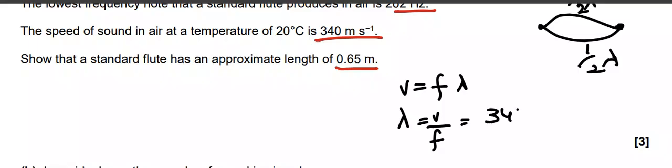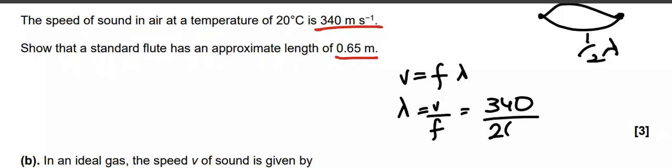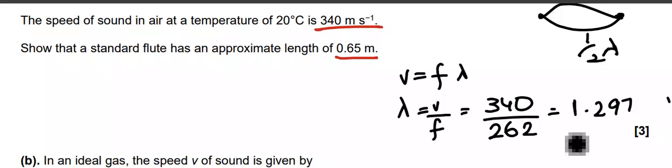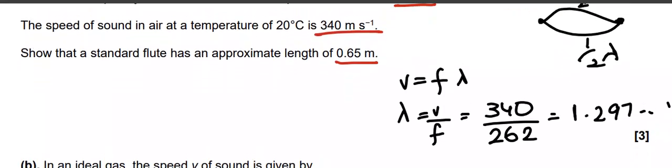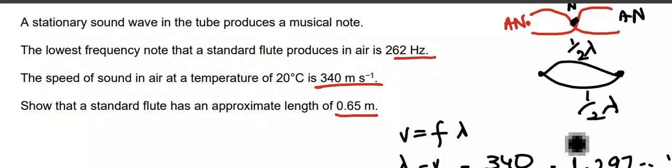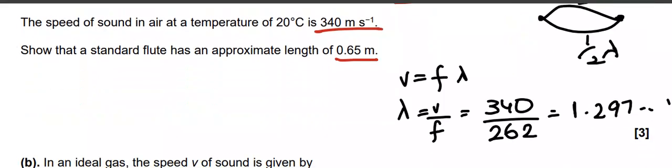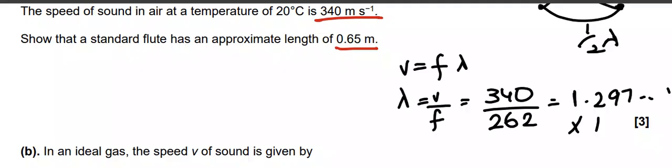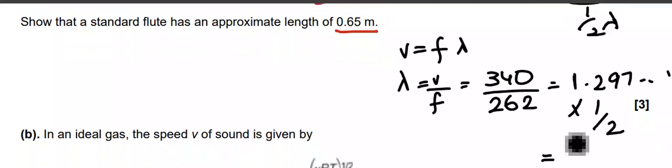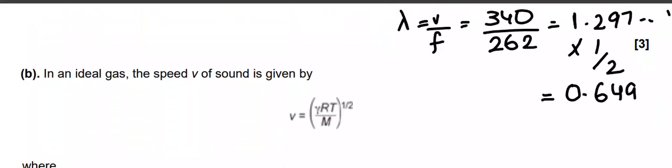Quickly subbing in the values, 340 over 262. If you quickly sub that in the calculator, you should get, let's quickly double check, 1.297 and so on. Now we're going to times that by the wavelength fraction we got to work out the length. So you times that by a half, and that gives you a value of 0.649 if you round it to 3 significant figures.